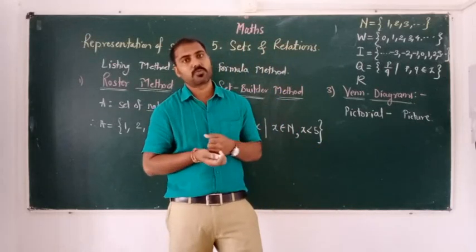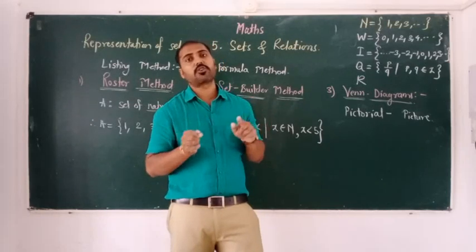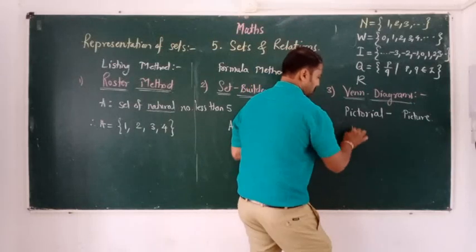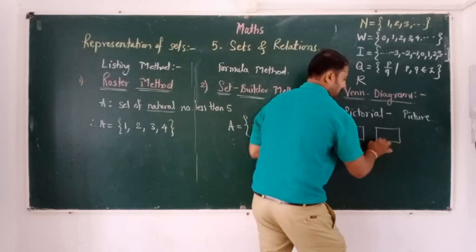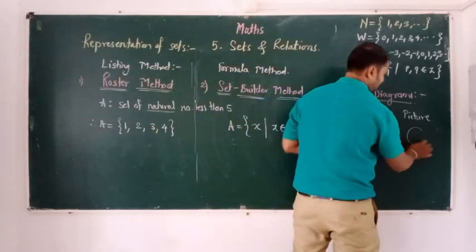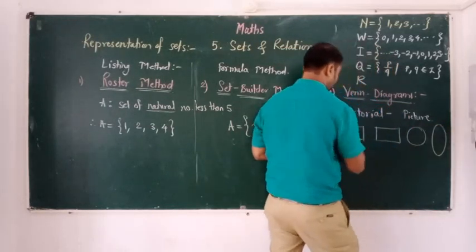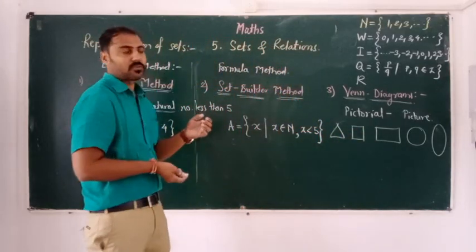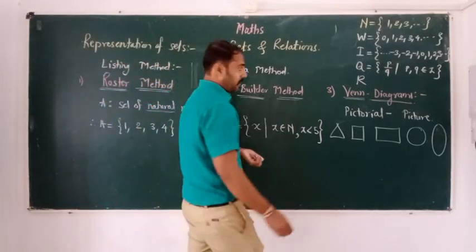Generally we use closed geometrical figures. Sometimes we use a square, the second closed geometrical figure is a rectangle, and sometimes we use a circle, oval, or triangle. These geometrical figures are used to represent a set in a Venn diagram.